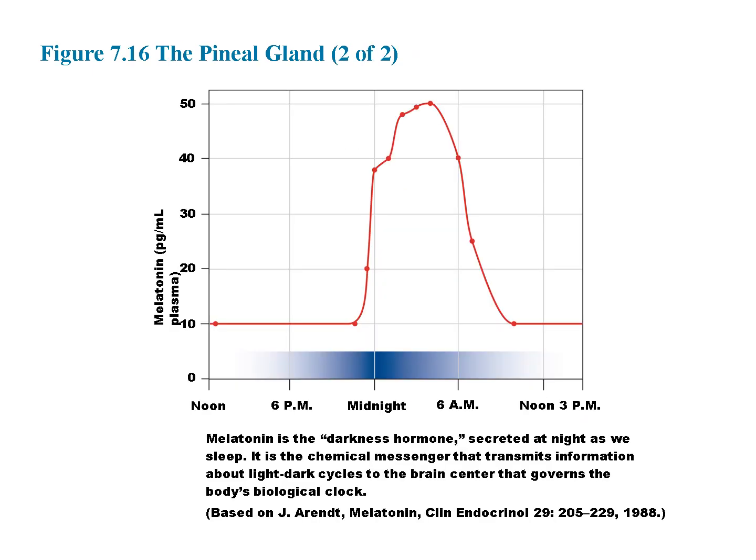This graph illustrates the secretion pattern of melatonin, often referred to as the darkness hormone. Melatonin levels remain low during daylight hours, but begin to rise in the evening, peaking between midnight and early morning. This increase promotes drowsiness and helps regulate the sleep-wake cycle.